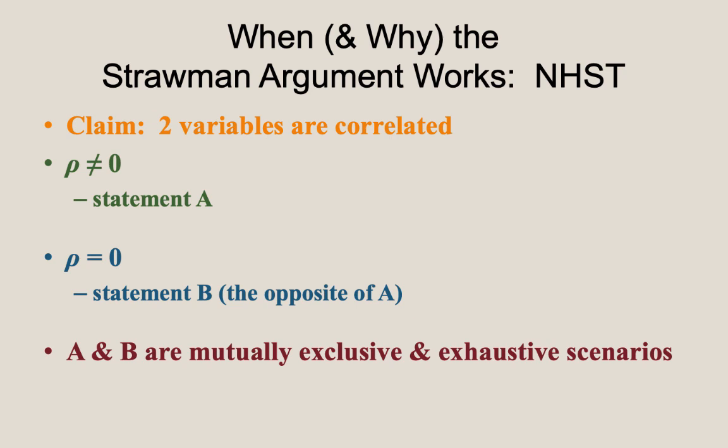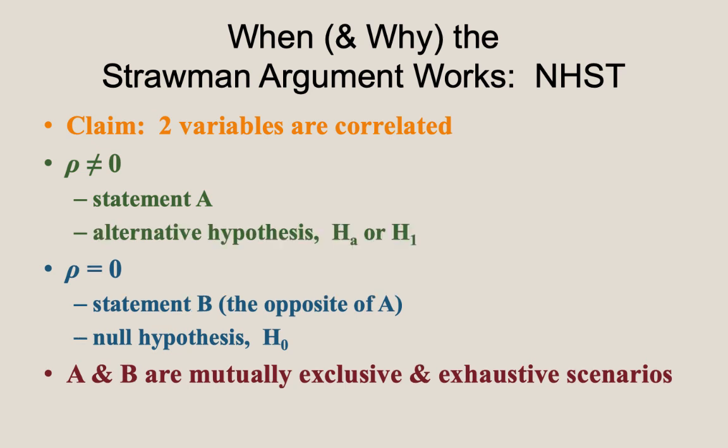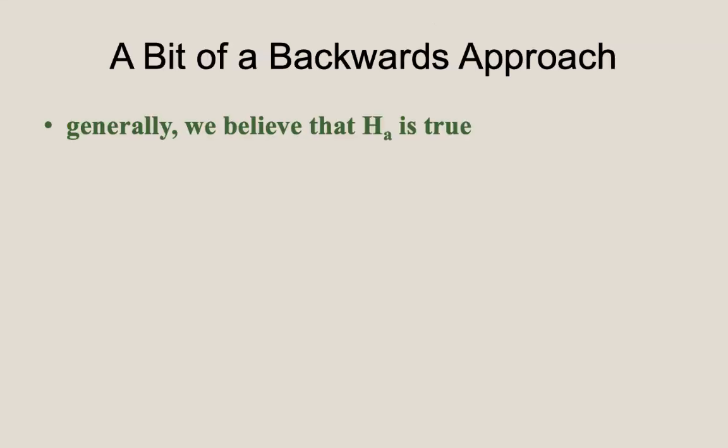Now, let's start to introduce the terminology and notation for the null hypothesis test. Our statement B here is what is called the null hypothesis, and we label this as H sub naught or H sub 0. Thus, the name of our test, the null hypothesis statistical test. Whereas our original claim was represented as statement A. This is called the alternative hypothesis, and we usually denote this as H sub A or H sub 1. I just want to reiterate that the NHST is a bit of a backwards approach. Let me show you what I mean by that.